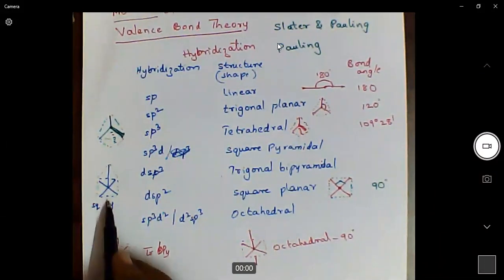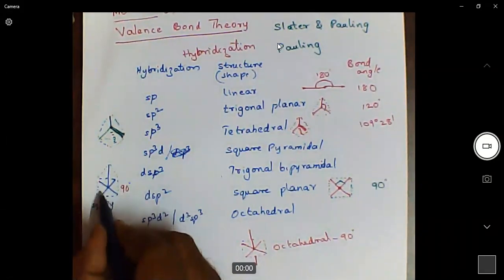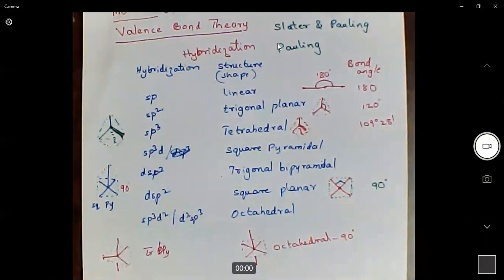In square pyramid, again the bond angle is 90 degrees, between the bonds in the plane or between the bonds in the plane and out of the plane. In the trigonal bipyramid, we have 2 different bond angles. The bond angle in the plane is 120 degrees. Between the planar bonds and the out of plane bond, it is 90 degrees.